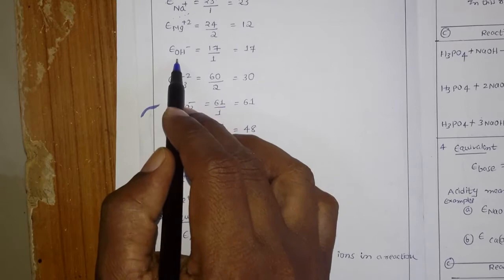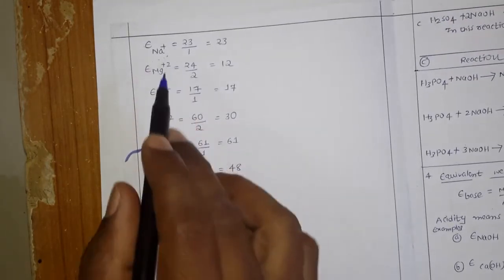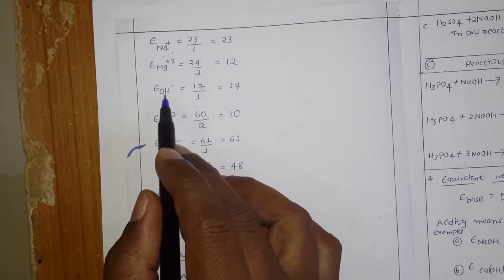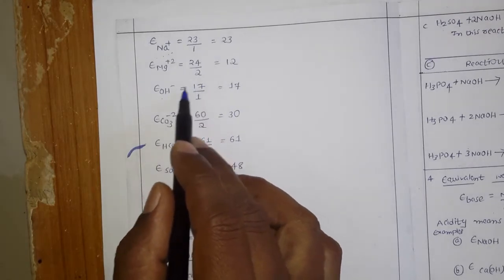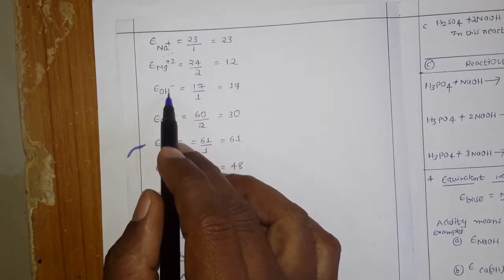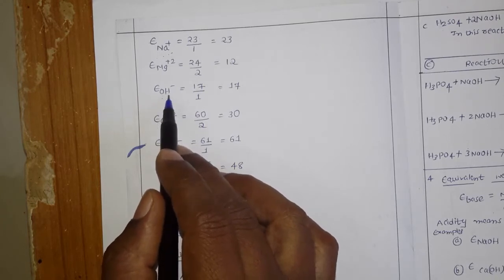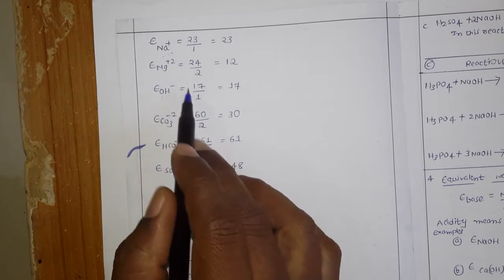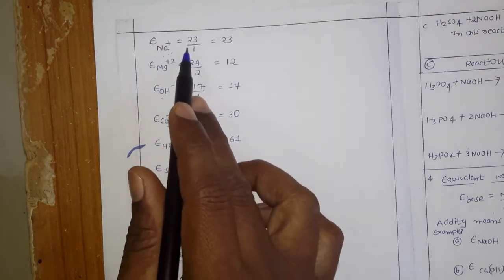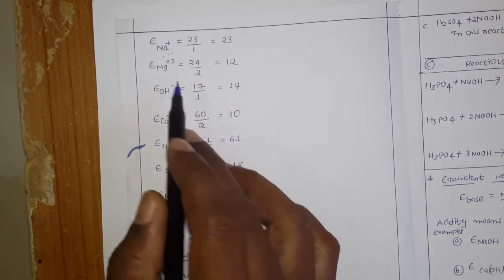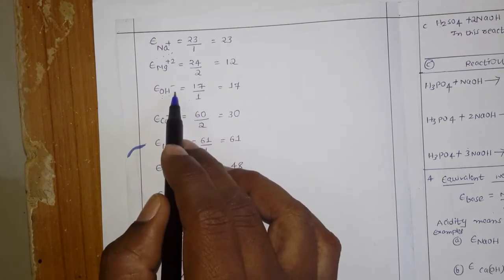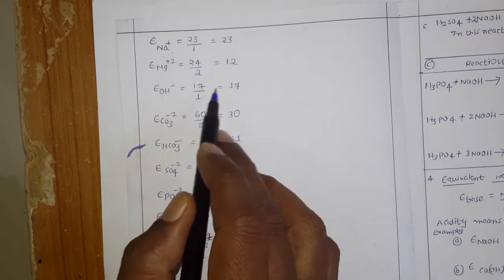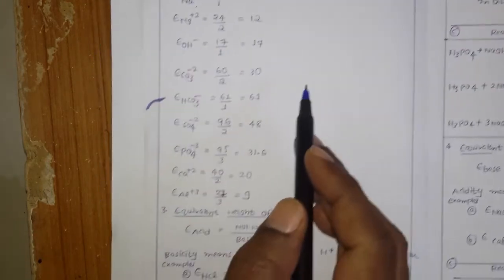Similarly, take the OH minus ion. Cation is over, now we go to the anion, OH minus. The ion mass: one oxygen and one hydrogen, so 16 plus 1 is 17. 17 divided by how much charge? Minus 1. You should not take the positive or negative sign; you have to take only the number of the charge. So 17 by 1 is equal to 17.